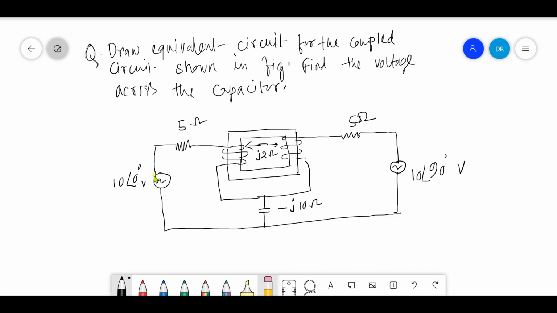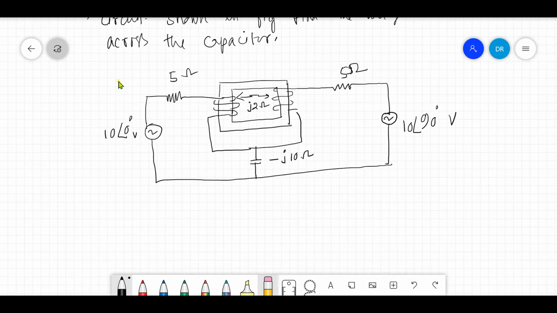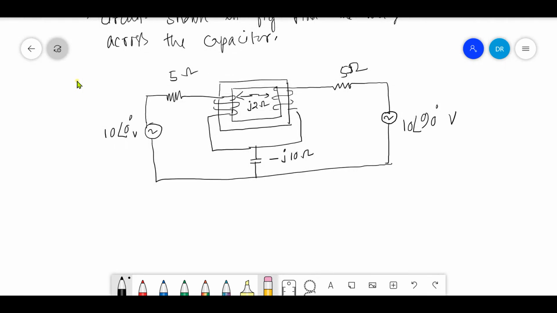Today we will solve one numerical from coupled circuit. Here we can see the question is: draw the equivalent circuit for the coupled circuit shown in this figure and find the voltage across the capacitor. So we have to draw the equivalent circuit for this coupled circuit.